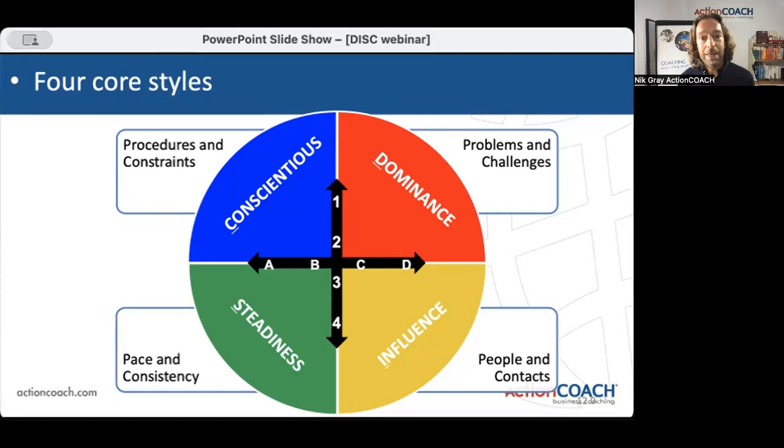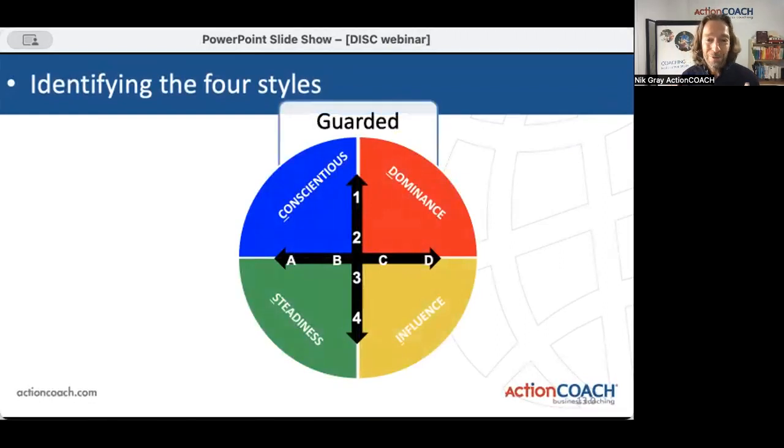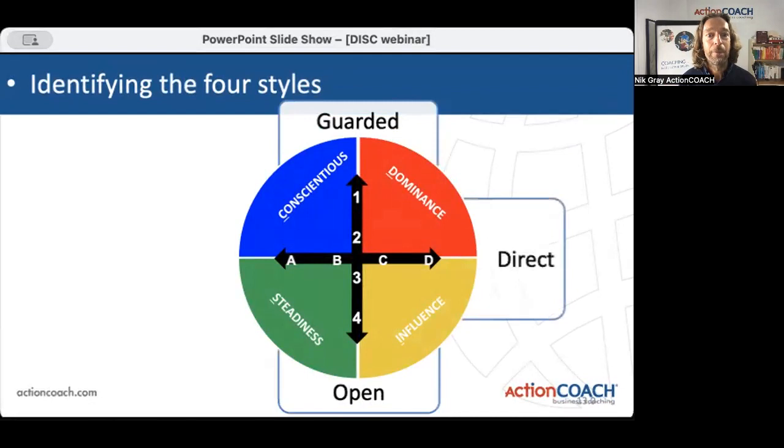But think about it this way: 2 of them, or half of them, are guarded. So they don't share all their feelings. C's and D's don't share all of what they're feeling, whereas S's and I's are very open. They'll wear their heart on their sleeve, and they'll tell you what they're thinking.